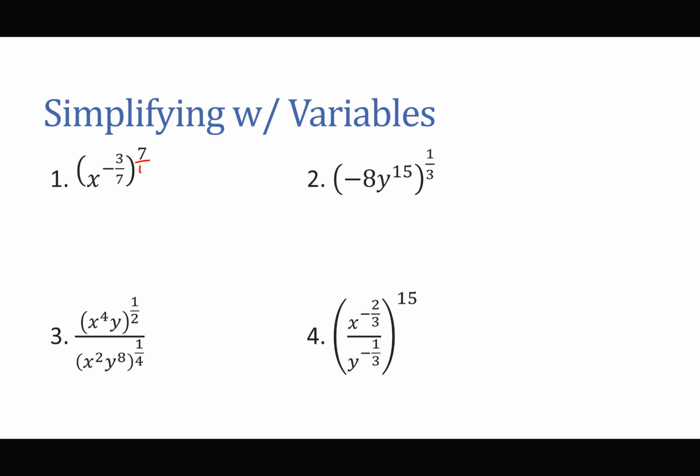Whenever we cross a parenthesis, we have to multiply. And so this would be 3 times 7 to be 21, 7 times 1, which is just 7. But we have that negative still going on there, so don't forget about that negative. 21 divided by 7 would be a negative 3. So the final answer without any negatives would be 1 over x cubed.